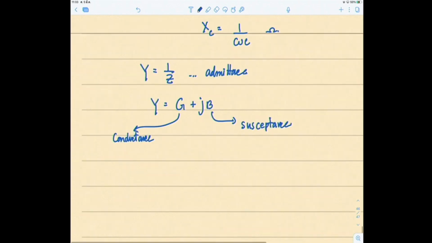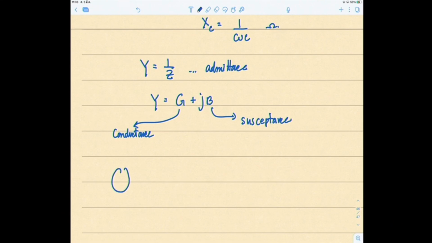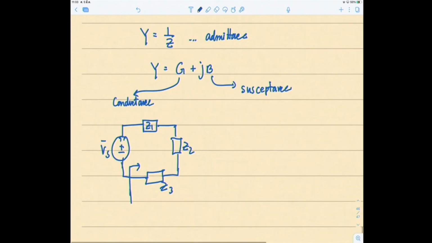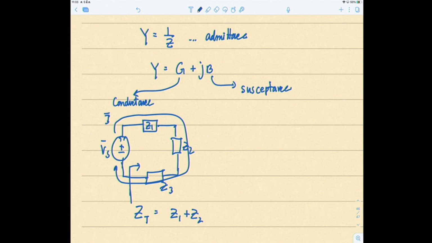So for example, the dividers. If you have impedances connected in series, Z1, Z2, Z3, and this is Vs. If you want to find Z total, looking from the voltage source, you can see that the same current flows through all three, so they're all connected in series. So Z total is Z1 plus Z2 plus Z3. As the current passes through all these impedances, of course it results in a voltage drop in each one: V1, V2, V3.